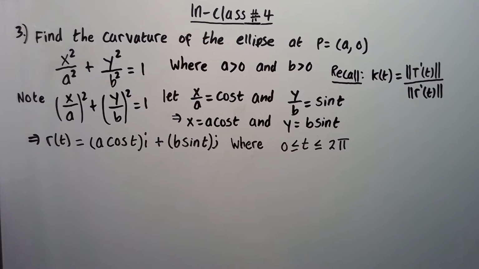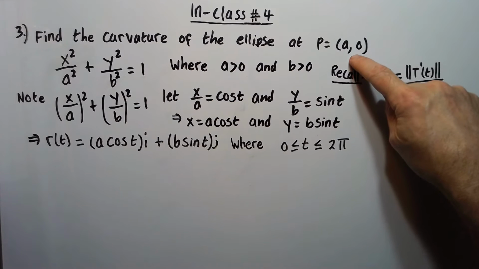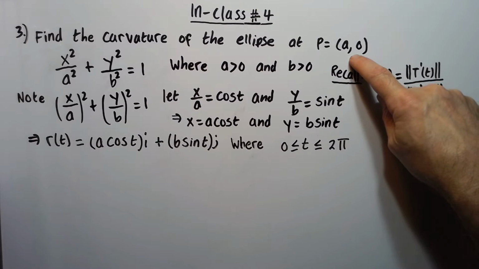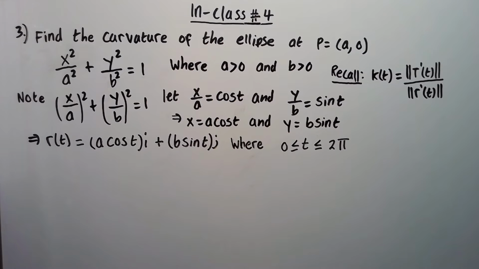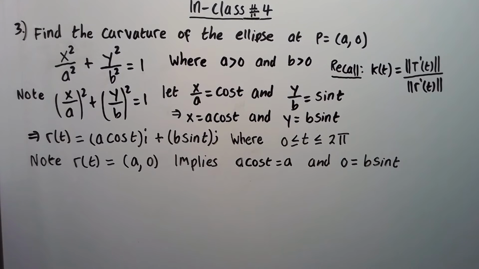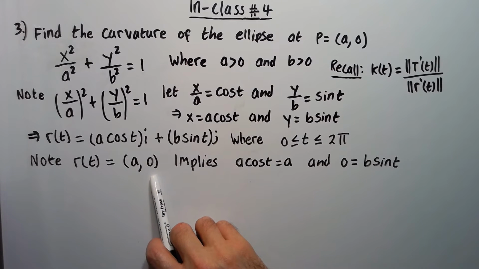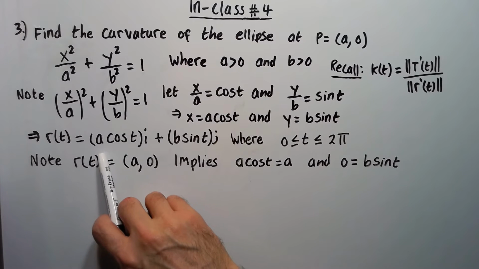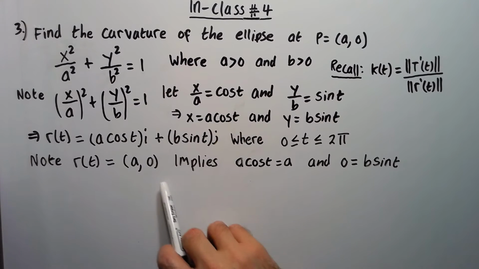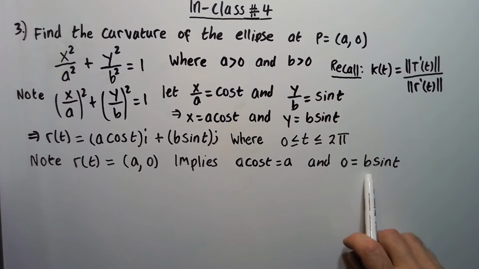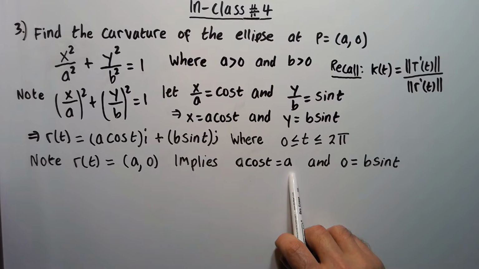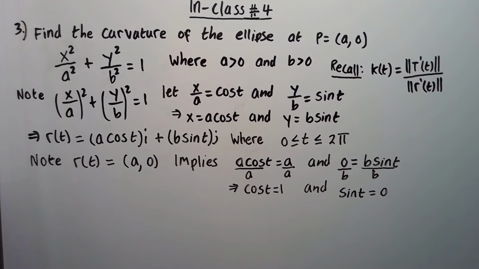So now we're trying to figure out which t value corresponds to (a, 0). So let's find that. We need a t value that makes the point (a, 0). That means a would have to equal a cosine t, and 0 would have to equal b sine t. Dividing both sides by a, we get cosine t equals 1. Dividing both sides by b, you have sine of t is 0.